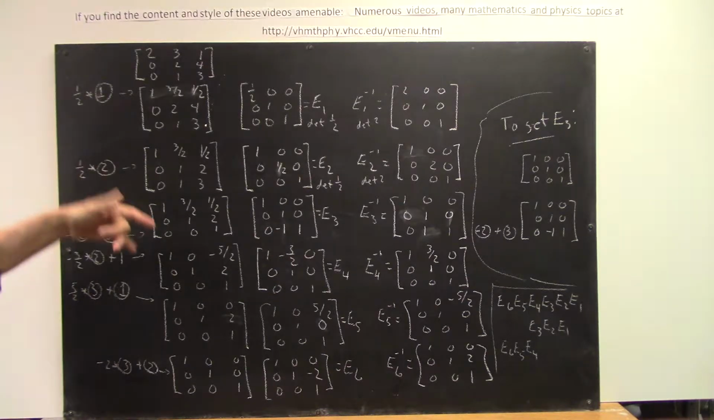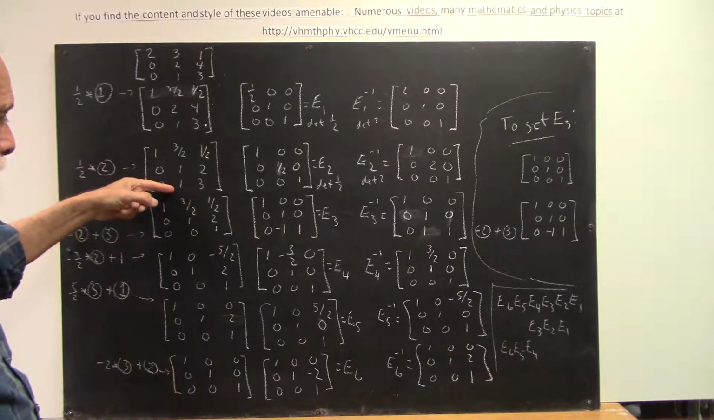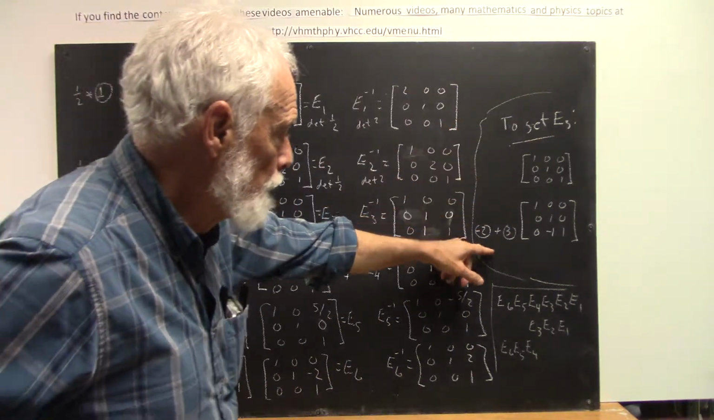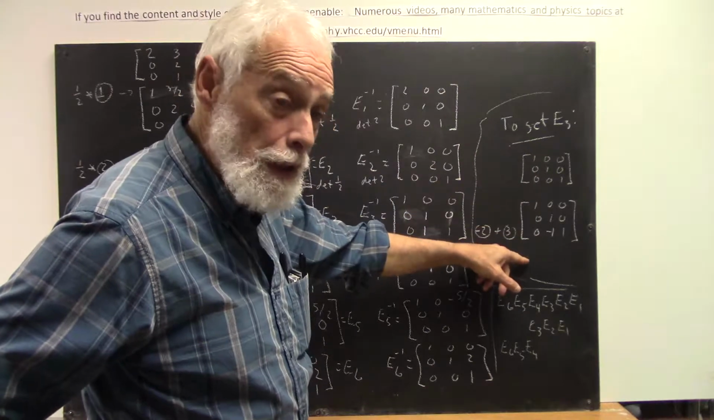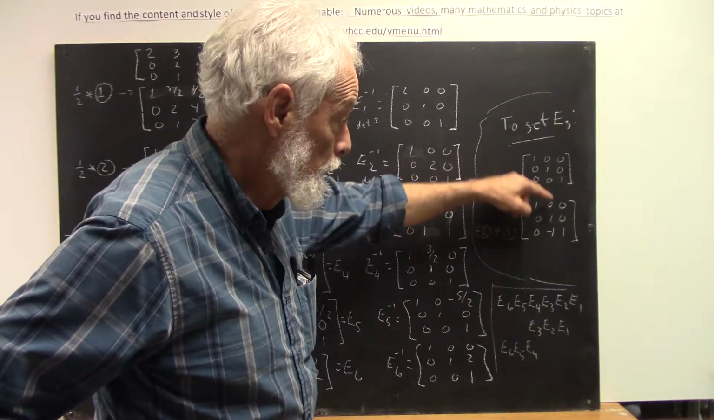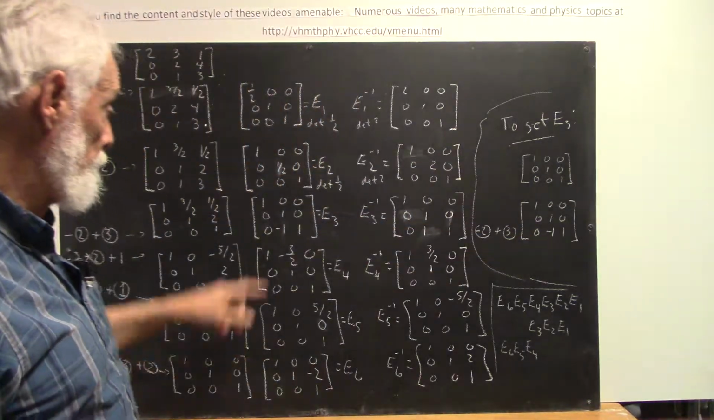So what we've done, again, is we've added -1 times the second row to the third here. And we've done the same thing to the identity matrix. Now I actually wrote that one out here, to get the matrix E3. That's what we've done: added -1 times the second row to the third, and we can see clearly that's what I've done.